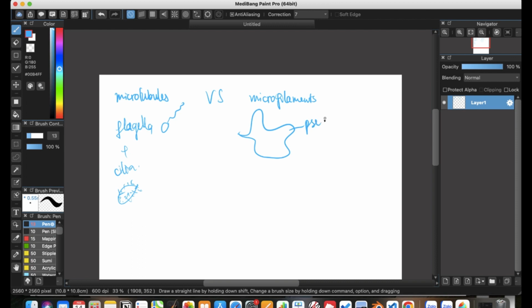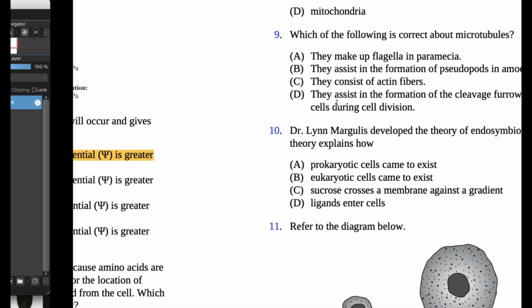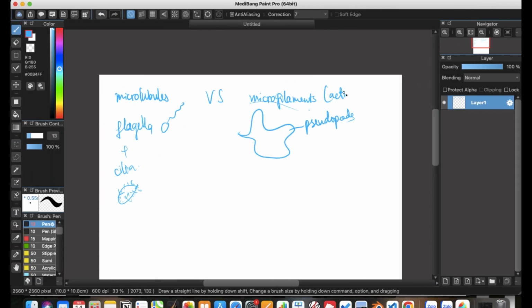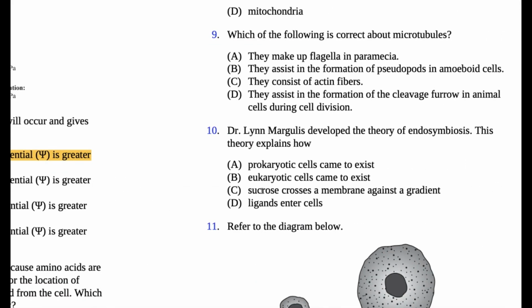This formation of pseudopods is actually the job of microfilaments, and they also contain actin fibers, and they will assist in the formation of the cleavage furrow in animal cells, which is when you have two cells and it's going to create a cleavage. That's also the job of microfilaments. So you see that this is actually some theoretical stuff, and you need to review that in your textbooks, right? So our answer is going to be A.